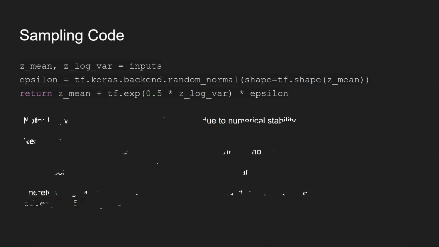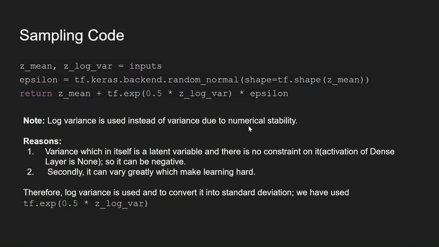Let's talk about the reason why we are using the log variance instead of variance. The main reason is numerical stability. Why numerical stability? Because in the dense layer we have set the activation to none. This means the variance will have no constraint on it, and it can be negative or a very large value, which makes the learning hard. So that's why instead of using it as a variance, we treat it as a log variance, and we use this tf.exp in order to convert that log variance into variance.